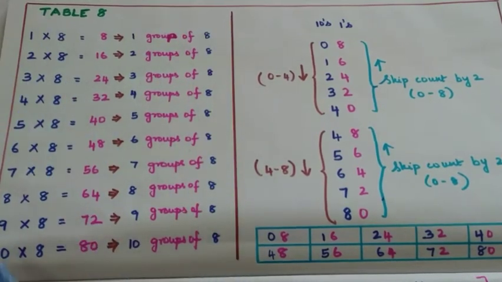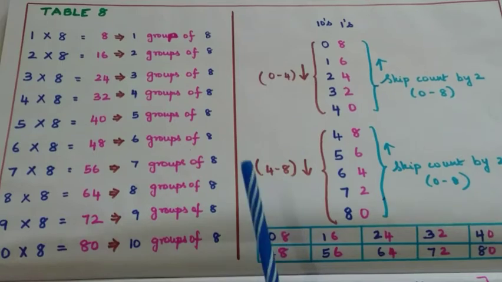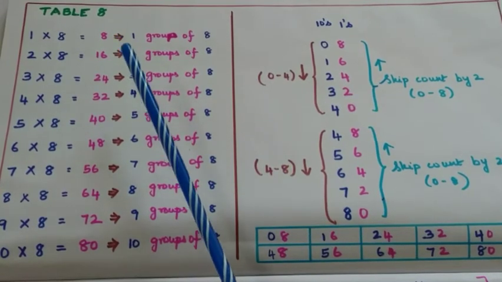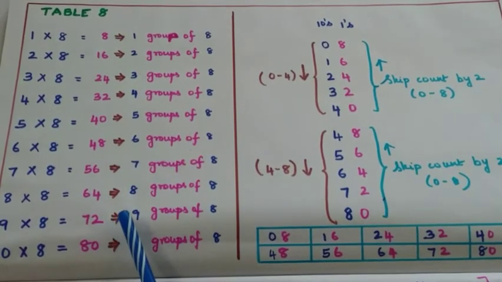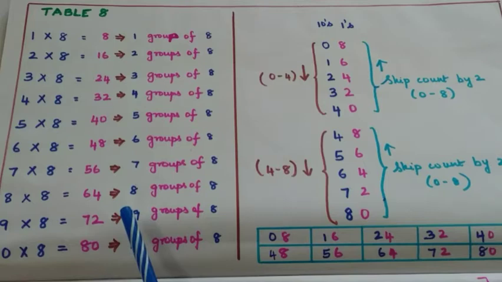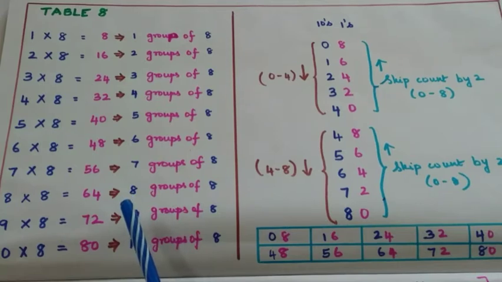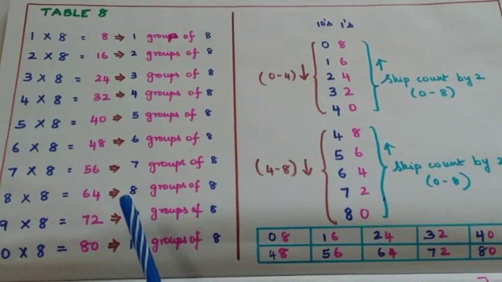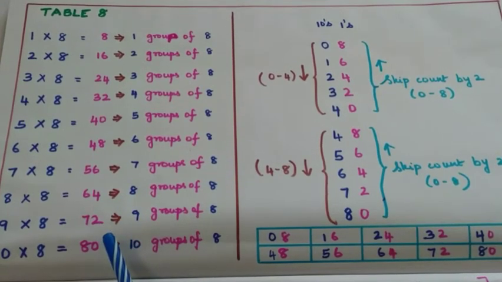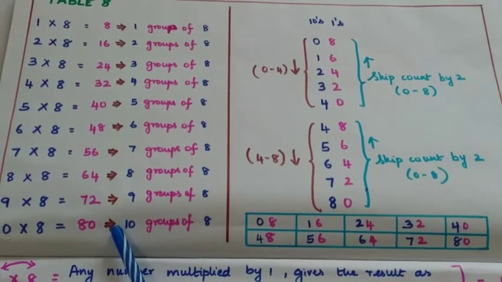Once you explain all these concepts to the kids, the next step is to make them observe the pattern that we obtain in the results of the table 8. It is very simple for the kids to write the table 8 sequentially because the pattern obtained in the results of table 8 is very simple for the kids to keep in memory and write the table 8 sequentially. By using this trick, you can write the table 8 sequentially very easily.